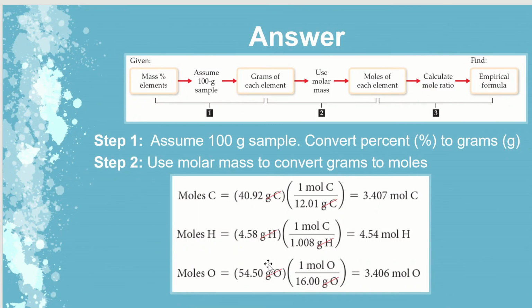Our second step is to use a molar mass to convert grams to moles, right? And so here, this is what we have. We have our molar mass of the different elements, and we converted our grams to moles, as we have seen previously. So what's the third step? The third step is to calculate the mole ratio, and therefore we get the empirical formula.